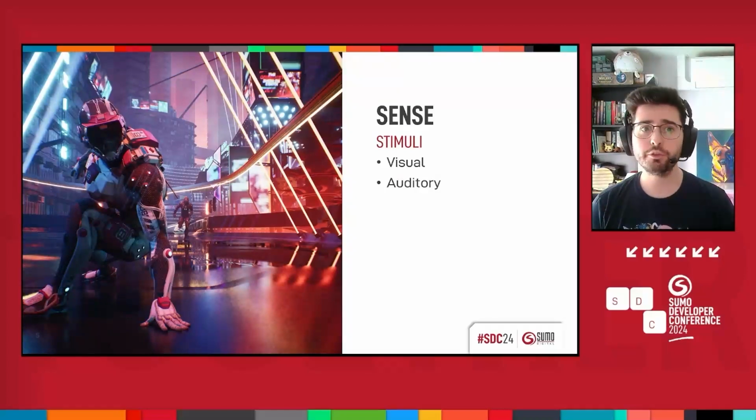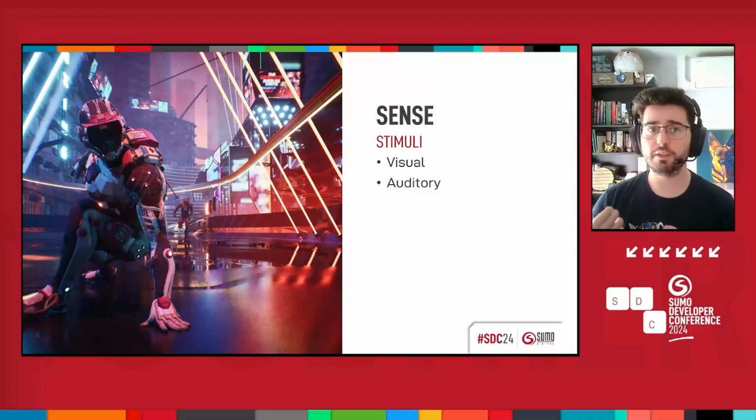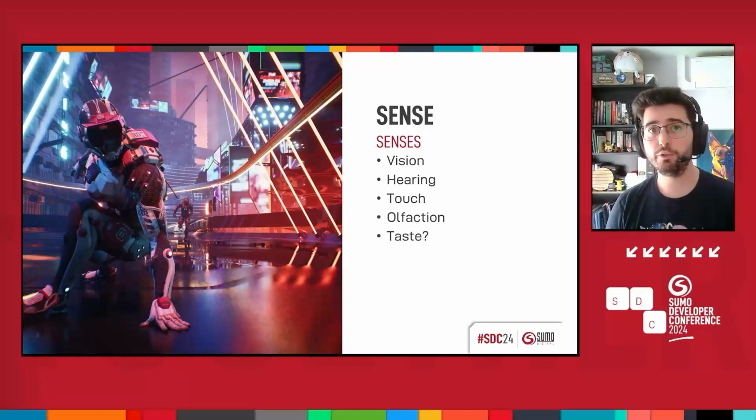Now, a common solution to restrict information is to make use of senses and stimuli, where stimuli are events that are perceived by the NPC. They can be visual stimuli, so things that the NPC can see, or that we model that they can see, or auditory stimuli, things that the NPC should be able to hear. And to capture these stimuli, we have to build senses.